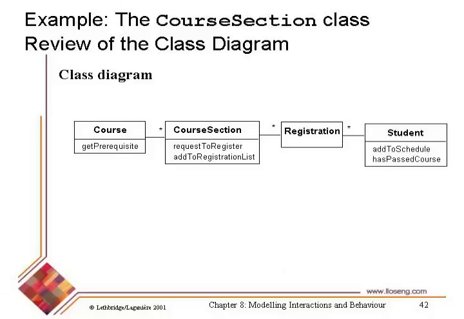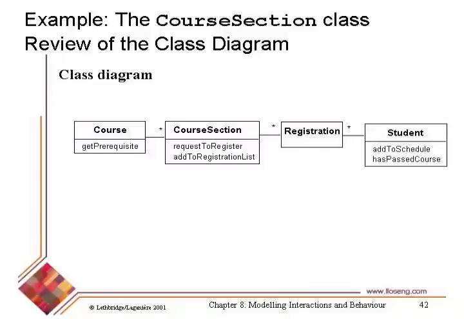This is just a recap that tells us that we have course section, and it has request to register and add to registration list as methods. Request to register is one of these important methods that will allow us to change state eventually to being full. Get prerequisite is something we might call an activity diagram we saw earlier on, and add to schedule and has passed course will be used in the activity diagram earlier on too. But for the state diagram, request to register is one of the important ones.